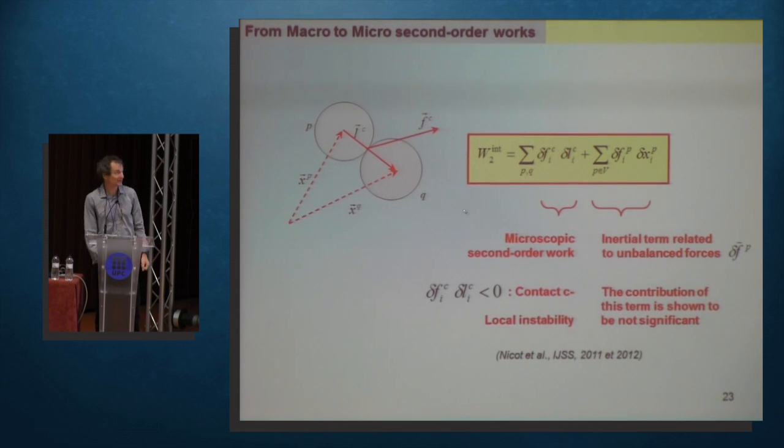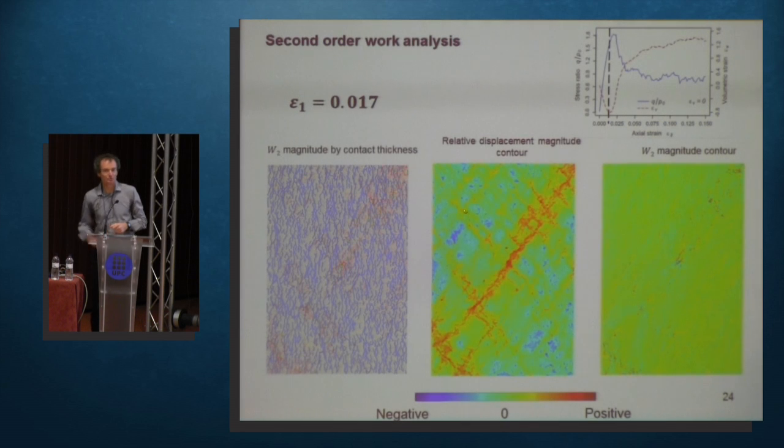Contact C minus means that the value of the second order work is negative. And in what follows, we are going to track where the contacts are at which the local second order work, the micro second order work, is negative.